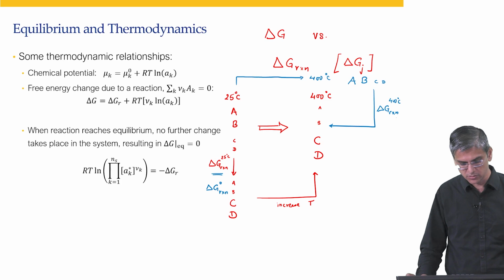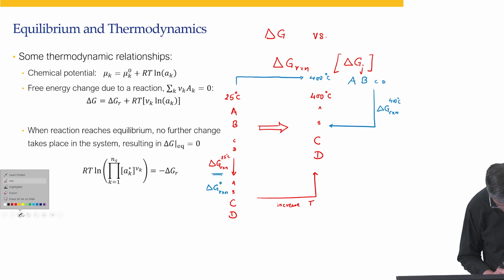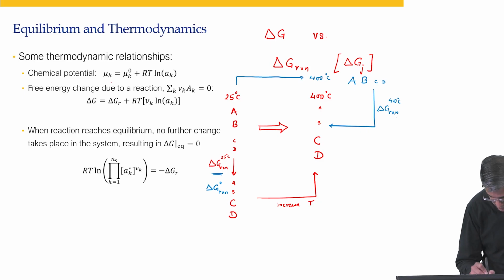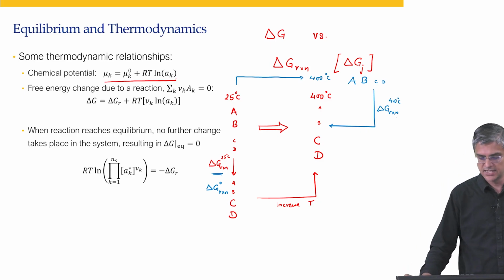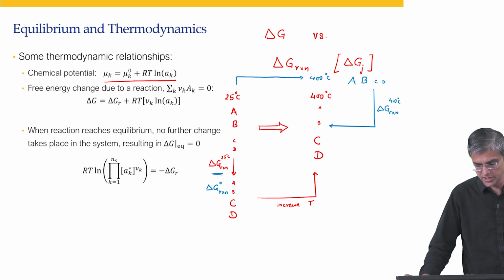How does that come about? That comes about because you have your chemical potential as given by this. This is the definition of the chemical potential: your chemical potential at the ground state, plus the effect of temperature and your concentrations.